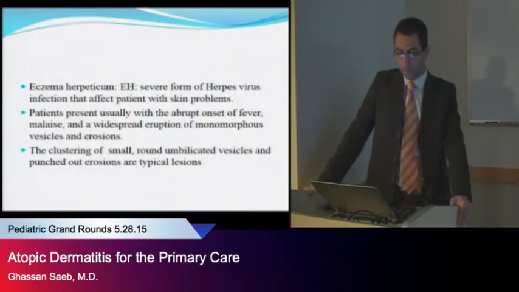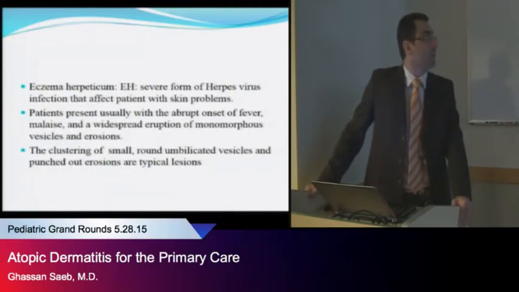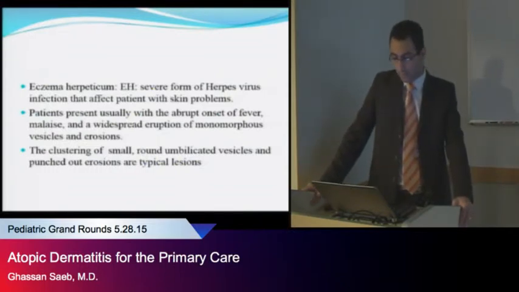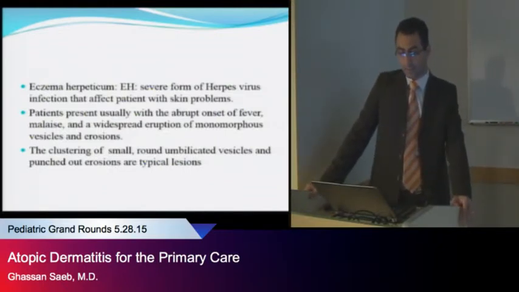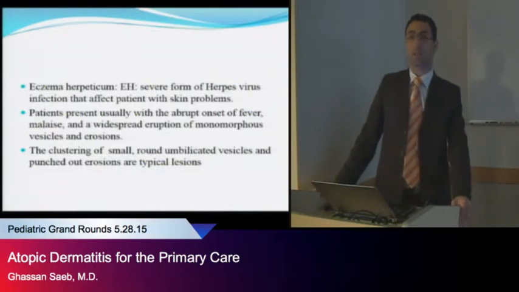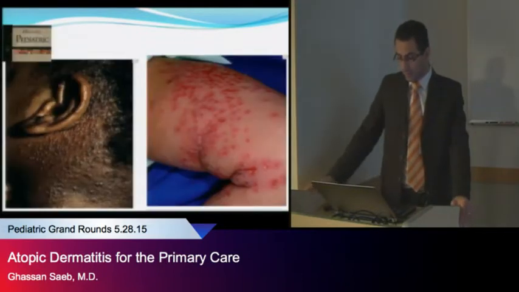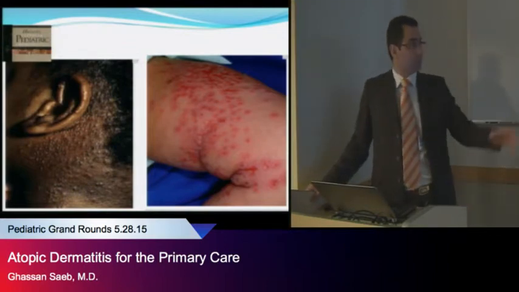Eczema herpeticum, which is our case, is a severe form of herpes virus infection that affects children with skin problems in general. Patients present with an abrupt onset of fever, malaise, and widespread eruption of monomorphous vesicles and erosions. The clustering of small round umbilicated vesicles and punched out erosions are typical lesions. These are two pictures, one around the ear and the other one looks very similar to our case.